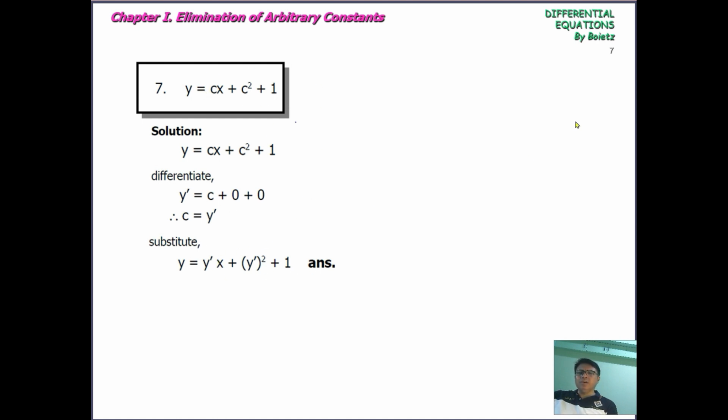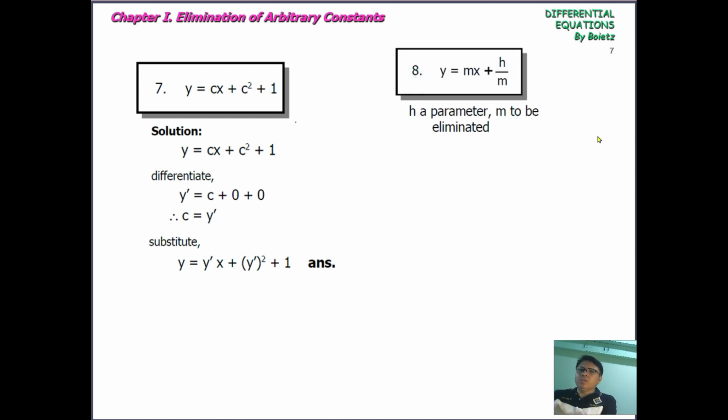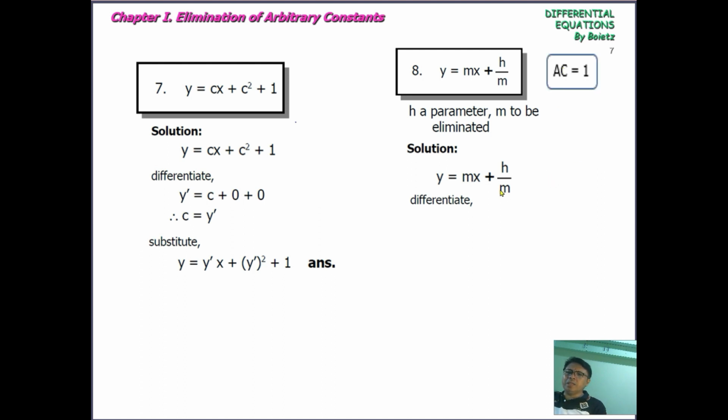Okay, ang gulo, no? Anyway. Then, number 8, y is equal to mx plus h over m, where h is a parameter. Then m to be eliminated. So, yung h daw, hindi daw siya eliminate. Parameter siya, eliminate yung m. So, therefore, your arbitrary constant here is the m. Okay. By the way, anong equation ba to? Equation ng line yan. Equation ng line, parehas. Differentiate. Isa lang bali ang arbitrary constant mo dito, yung m lang. Yung h kasi hindi siya arbitrary constant. Sabi nga dito, this one is a parameter. So, hindi natin siya eliminate.